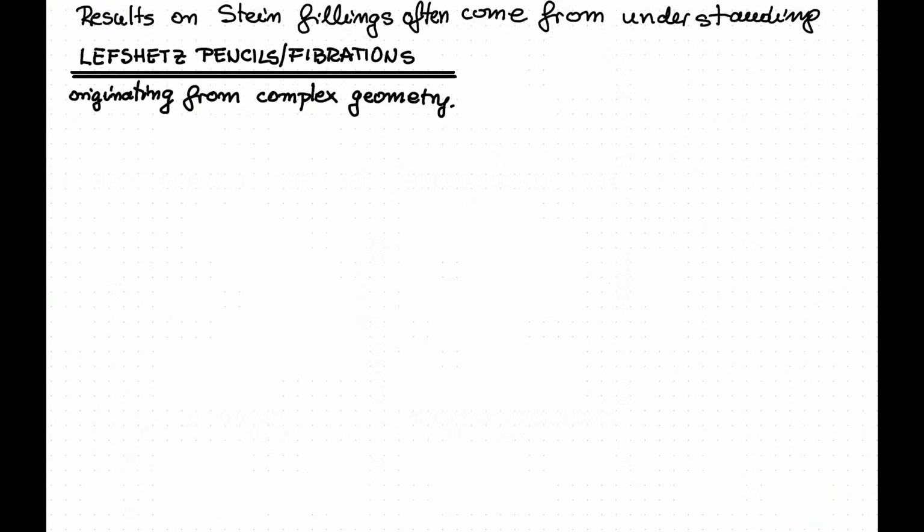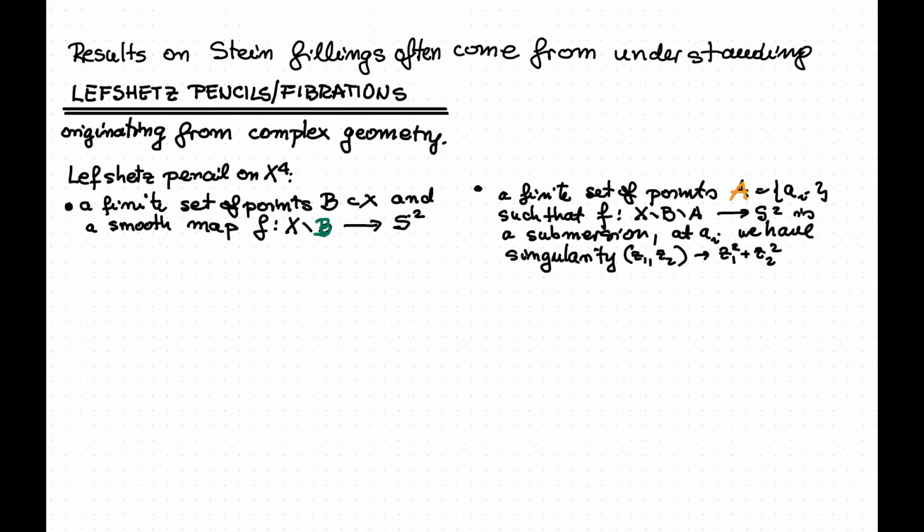So this is the story of open books and how open books define this wonderful invariant called contact class that was defined by Ozsvath and Szabo. And so I want to talk now about the results on Stein fillings and how they connect to the open book decomposition. So to do that, I need to talk about Lefschetz pencils and fibrations, an idea that comes from complex geometry.